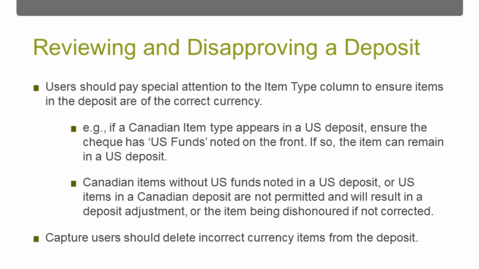Users should pay special attention to the item type column and ensure all of the item types displayed are applicable for the deposit's currency. For example, if a Canadian item type appears in a U.S. currency deposit, review the item to ensure that the check has U.S. funds noted on the front of the item. If so, the item can remain in the deposit.